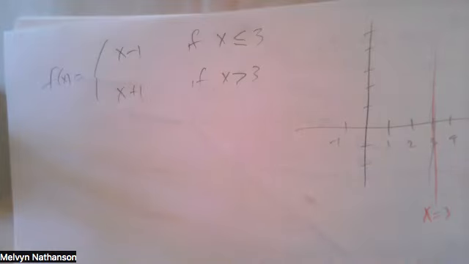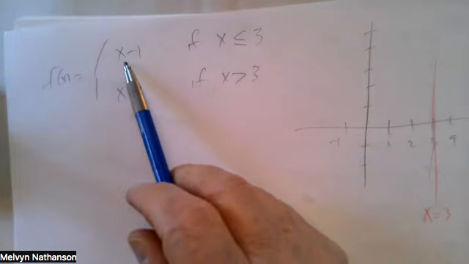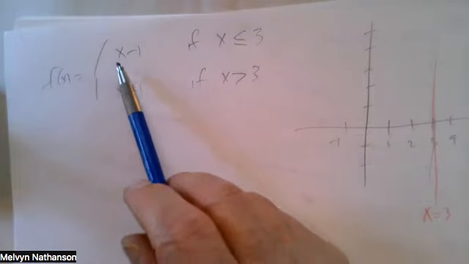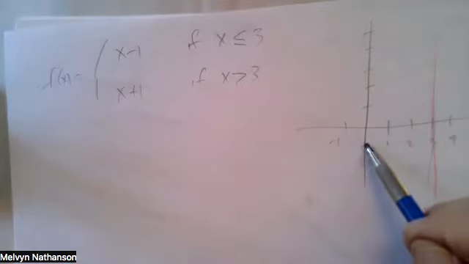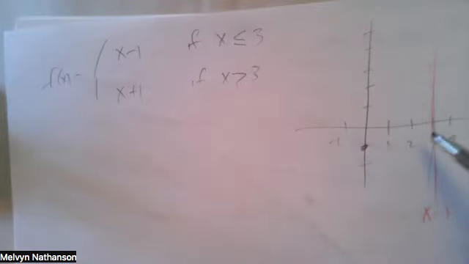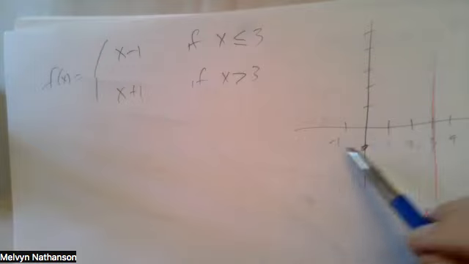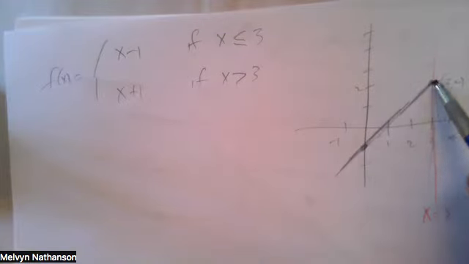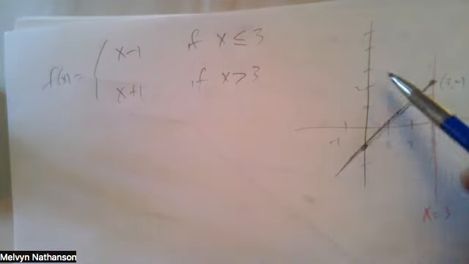When x is less than or equal to 3, the function is x minus 1. So you know from pre-calculus, this is a straight line with y-intercept minus 1 and slope 1. So this is the point 3, 2. But for x bigger than 3, f of x is x plus 1. That's a line with slope 1 and y-intercept plus 1.